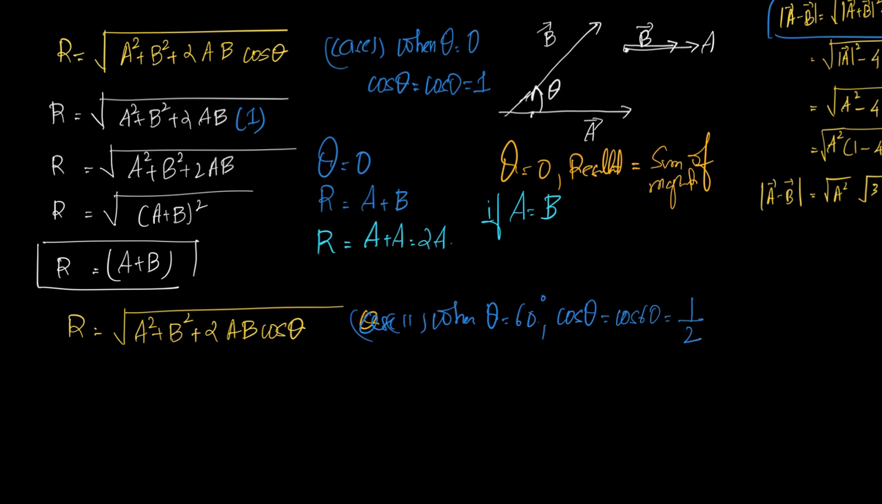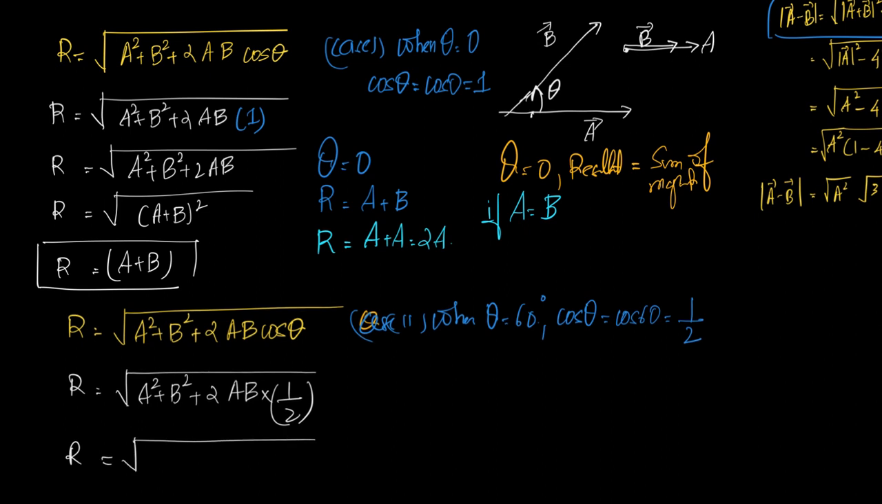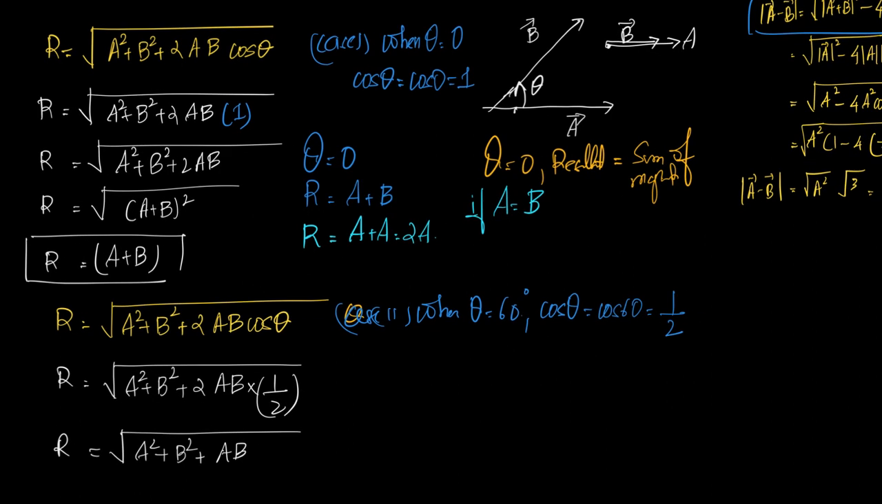And when that is equal to 1 by 2, we have R is equal to root of a square plus b square plus 2ab into cos theta. Cos theta is 1 by 2. So what you get is root of a square plus b square plus ab. So we can write down the result as: when theta is equal to 60 degrees, R is equal to root of a square plus b square plus ab.